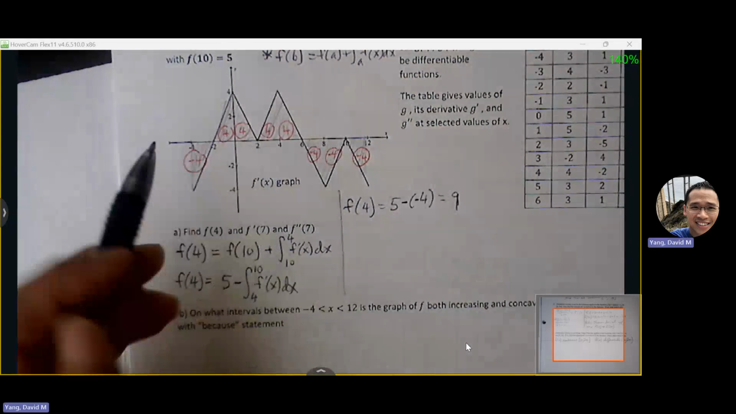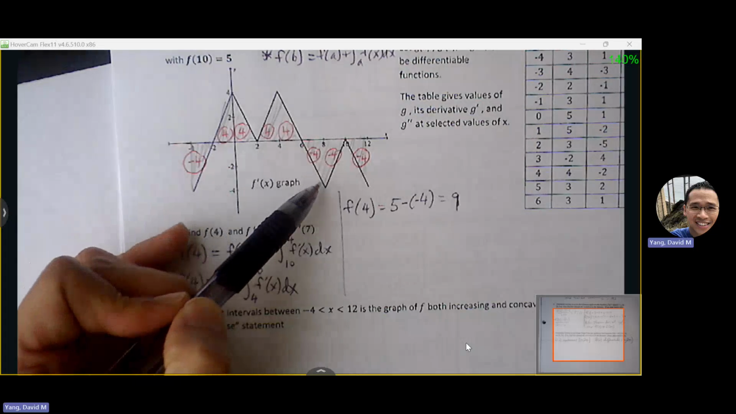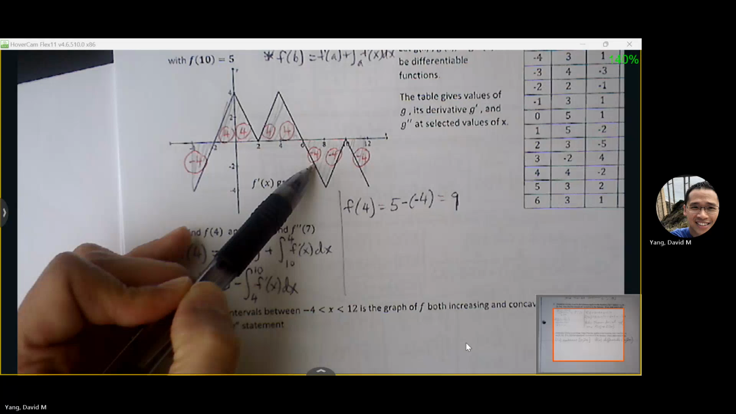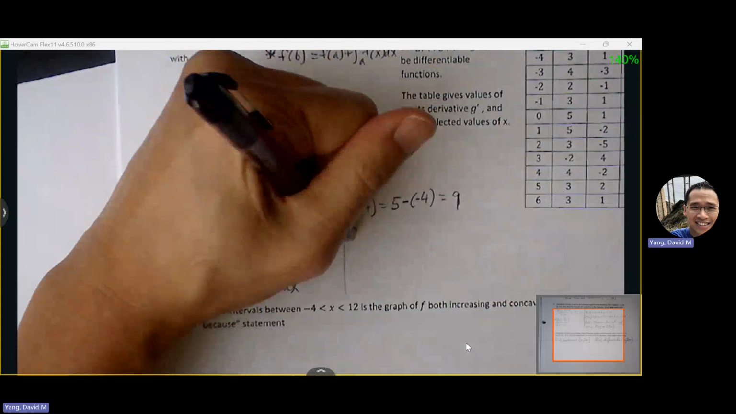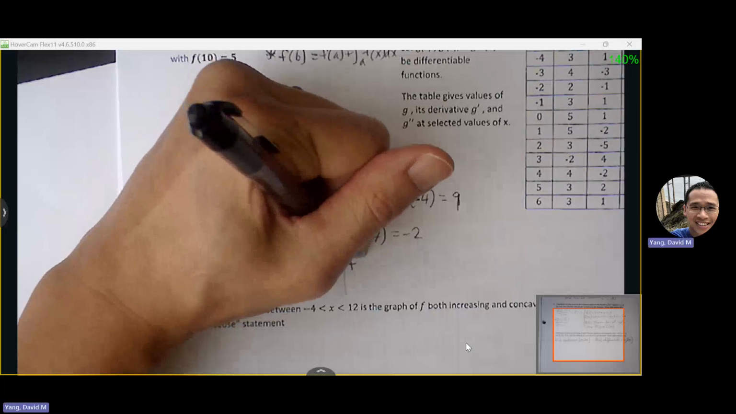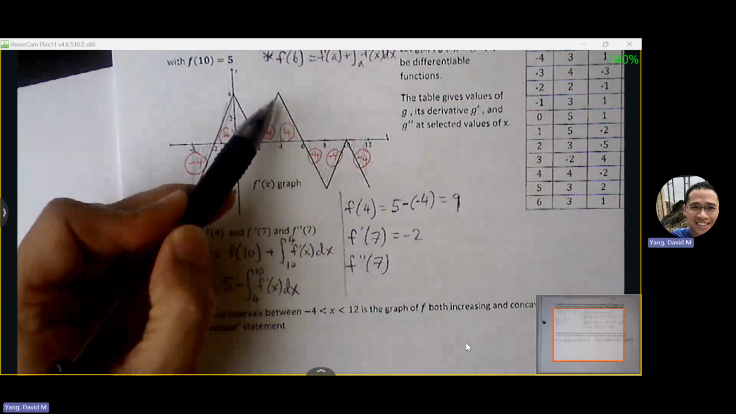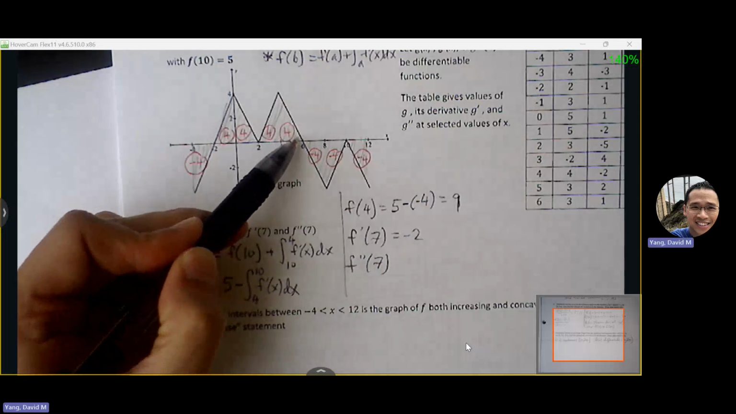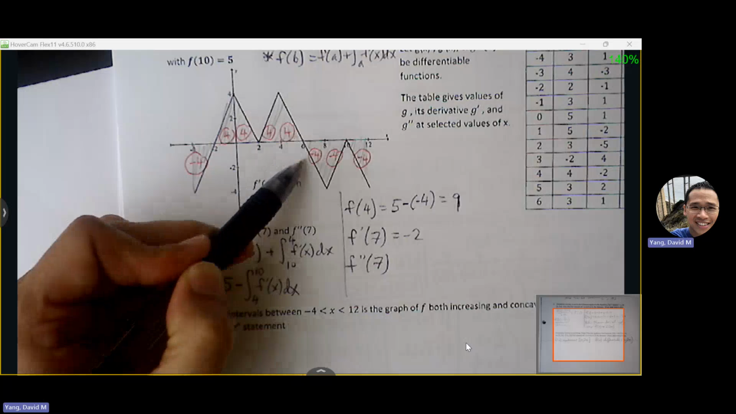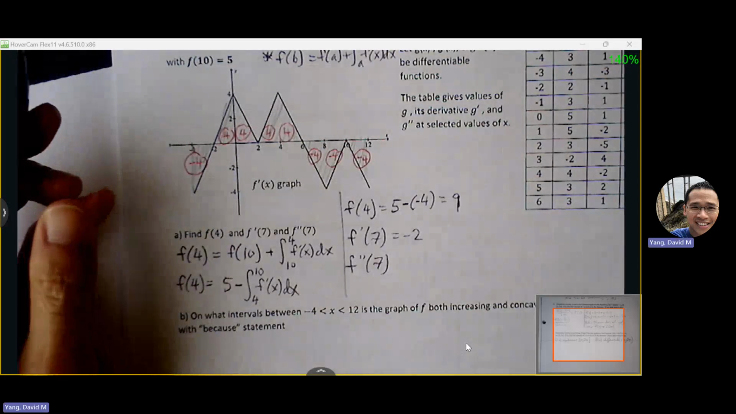F prime of 7 is just, this is my F prime graph. So F prime of 7 is just the ordered pair, negative 2, a point on the graph. Then F double prime of 7 is just the slope of my F prime graph. So slope, just pick 2 points, rise over run. My slope is going to be negative 4 over 2, which is negative 2.